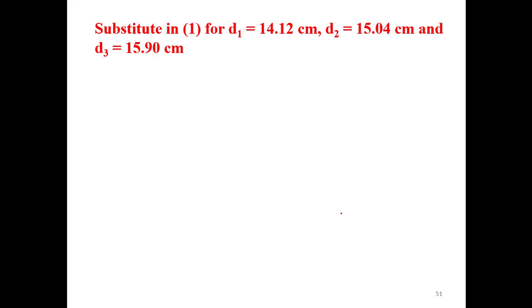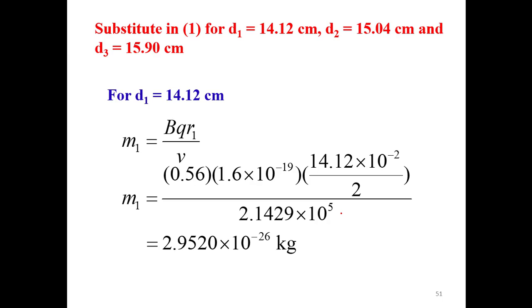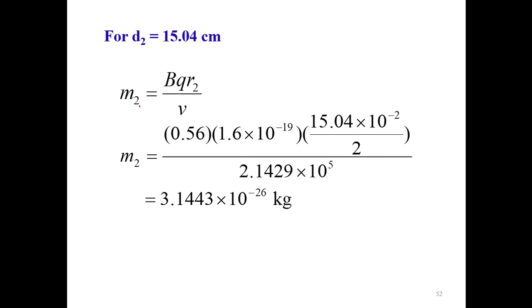In order to calculate the mass for each of the oxygen ions deflected at different diameters, we use the equation that we derived just now. For diameter 1, let's say 14.12 centimeter, the equation only has the radius, so you have to divide the diameter by 2 to get the radius. Make sure your diameter is in SI unit. So the first mass of oxygen ion is 2.952 × 10^-26 kilogram. For the next diameter, you will be using the same equation, only the diameter is different.